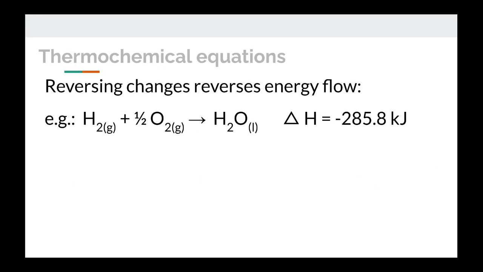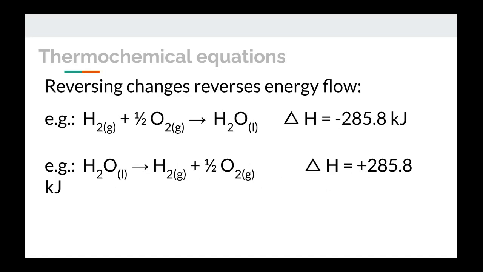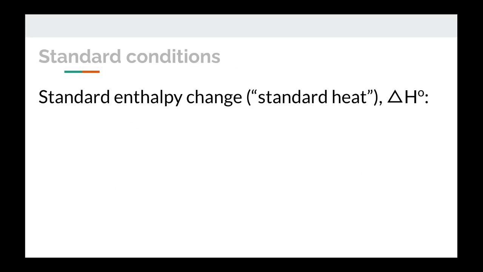And another thing is, if we reverse the reaction, that also reverses the energy flow. So when we're making a mole of water, we release 285.8 kilojoules. But if we were to decompose a mole of water into hydrogen and oxygen, that would require an input of 285.8 kilojoules.